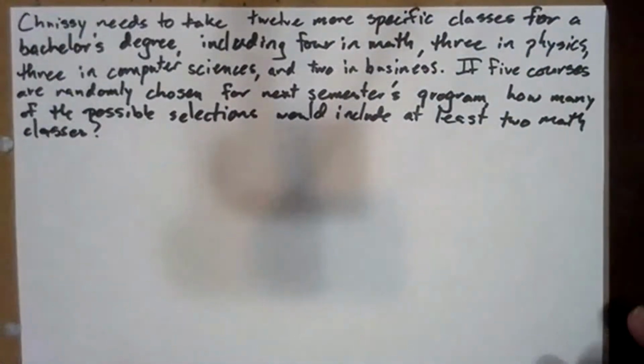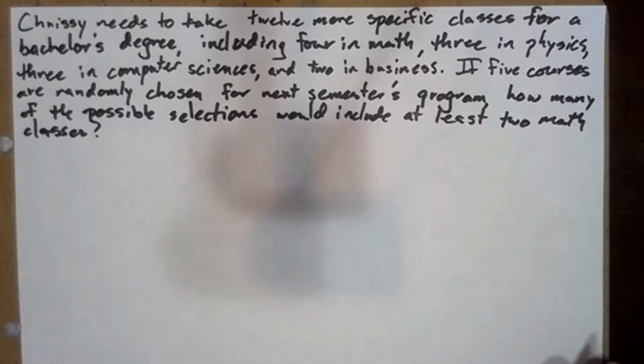Chrissy needs to take 12 more specific classes for a bachelor's degree, including 4 in math, 3 in physics, 3 in computer sciences, and 2 in business. If 5 courses are randomly chosen for next semester's program, how many of the possible selections would include at least 2 math classes?